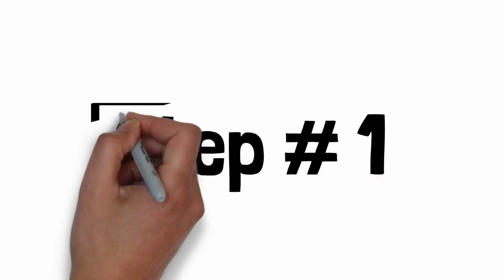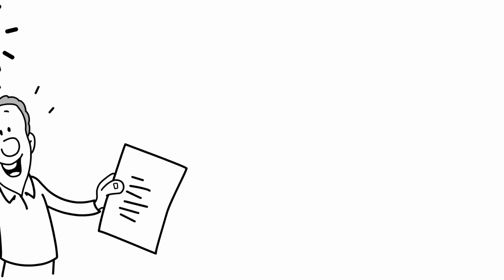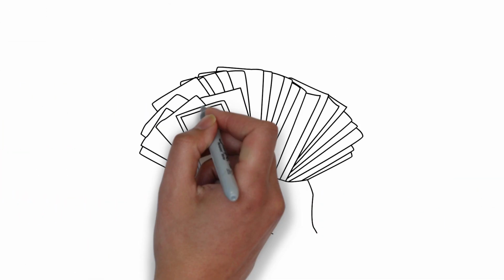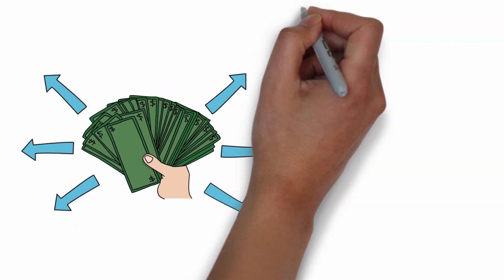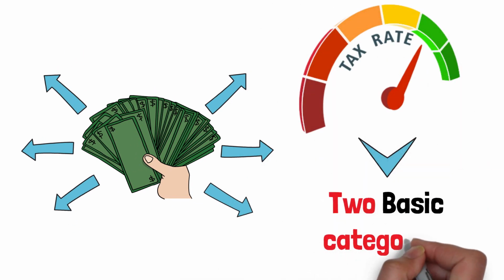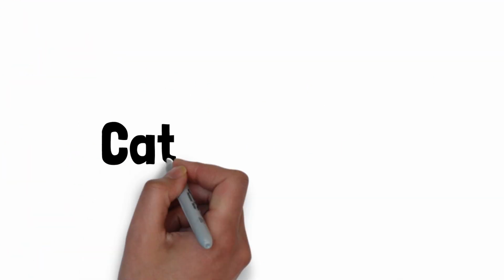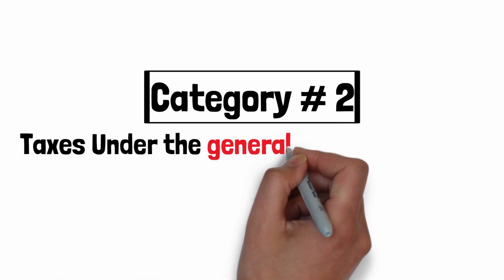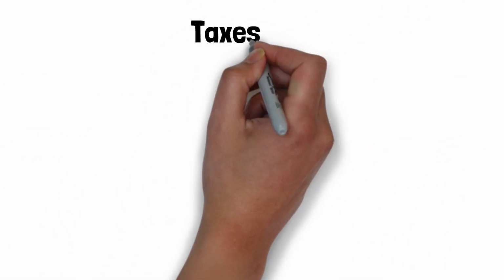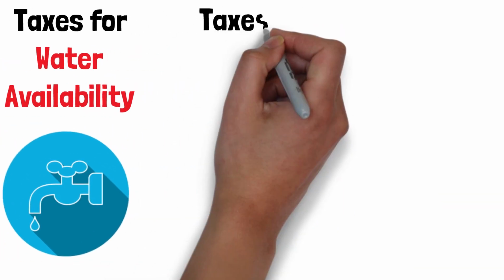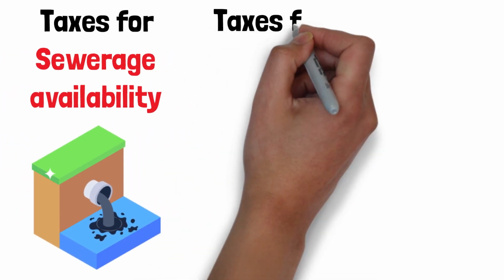Step number 1, let's get right into the details, and I'm going to call these taxes because that's what they really are. There are many ways council collects money from you, and rates or taxes, as I prefer to call them, fall into 2 basic categories. Category 1, taxes based on land value, and Category 2, taxes under the General Services banner, and these are taxes for waste management, taxes for water availability, taxes for sewerage availability, taxes for stormwater.